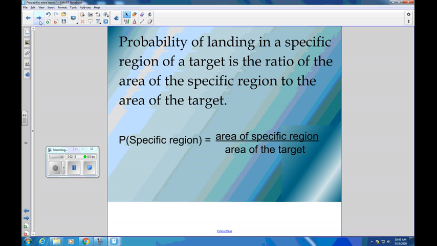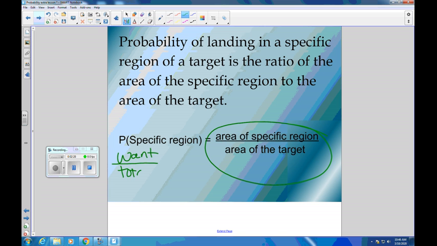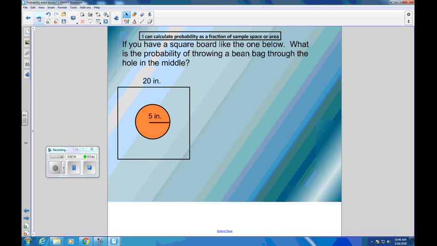The only thing that's different today is to find the probability of landing in a specific region. We use area of a specific region over area of the target. So it's still going to be want over total. That's still the ratio that we are going to use. This one says if you have a square board like the one below, what is the probability of throwing a beanbag through the hole in the middle? So again, we're using want over total. We want the inside circle, and the total is going to be the entire square.